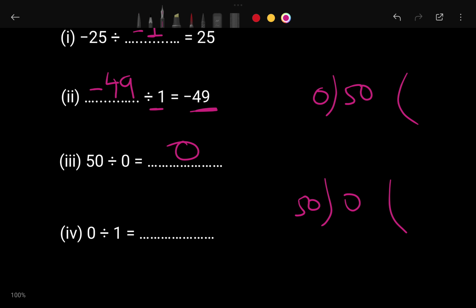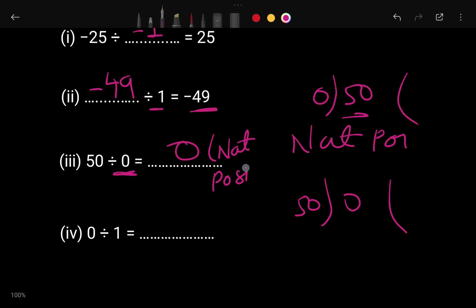So generally I already told you, when you divide 0 with something, it is not possible only. Okay, like here this is not possible. Here I already told you it is not possible, so you can write not possible. Okay, but you can write 0 also, but if it is not given 0, then after writing 0, you can write not possible.